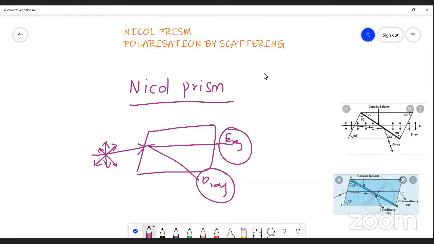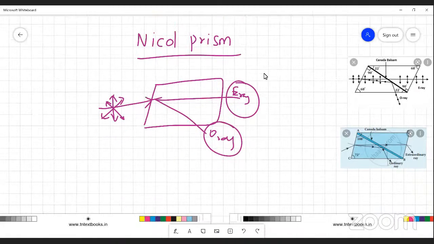It is a very important role. The ordinary ray obeys the laws of reflection and refraction, but the extraordinary ray does not obey the laws of reflection and refraction. Okay. Yes, sir. Very good. A Nicol prism is an optical device to change unpolarized or ordinary light into plane polarized light by the principle of double refraction. This is a very important one.